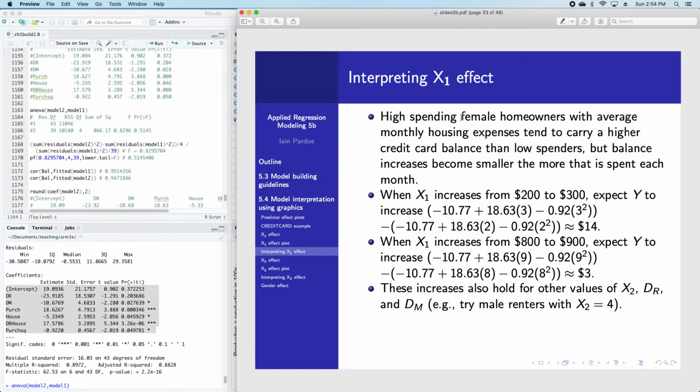Well, nothing. I could just as well hold the values of x2, dr, and dm fixed at other values to focus on another kind of group of people. For example, I could look at male renters with average monthly housing expenses. Or here I've got an example: you could look at male renters with a value of x2 equal to 4.